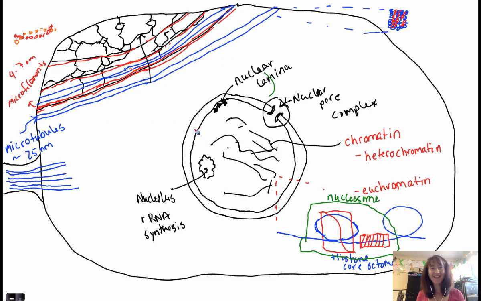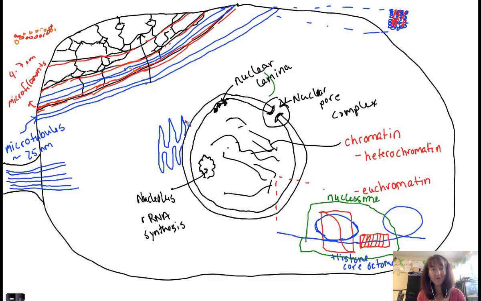Let's keep drawing. This is getting fun. We know that the nuclear envelope is actually part of what is a contiguous membranous network. And in fact, we see that the nuclear envelope is contiguous with the endoplasmic reticulum.